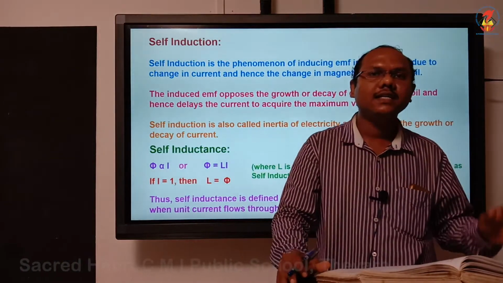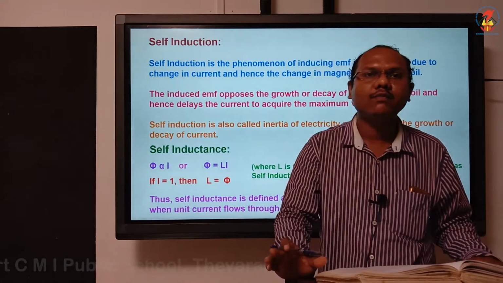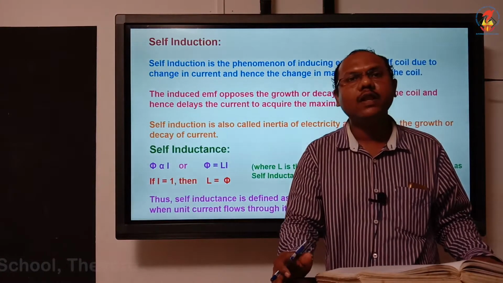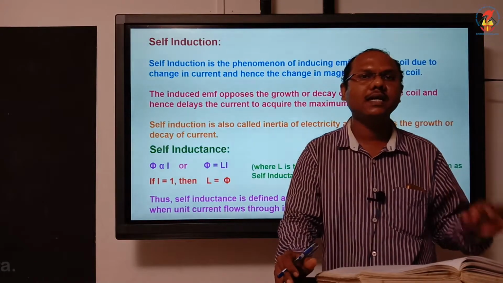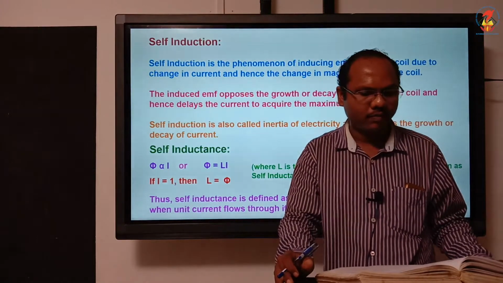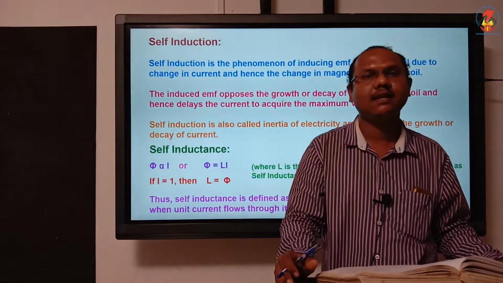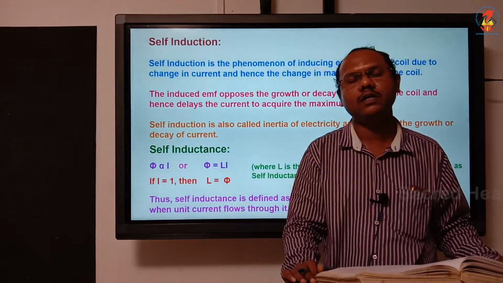When a change in current flows through a coil, the magnetic flux linked with the coil will also change, and an opposing EMF will be formed in the coil. That EMF is called self-induced EMF, and the phenomenon is called self-induction.